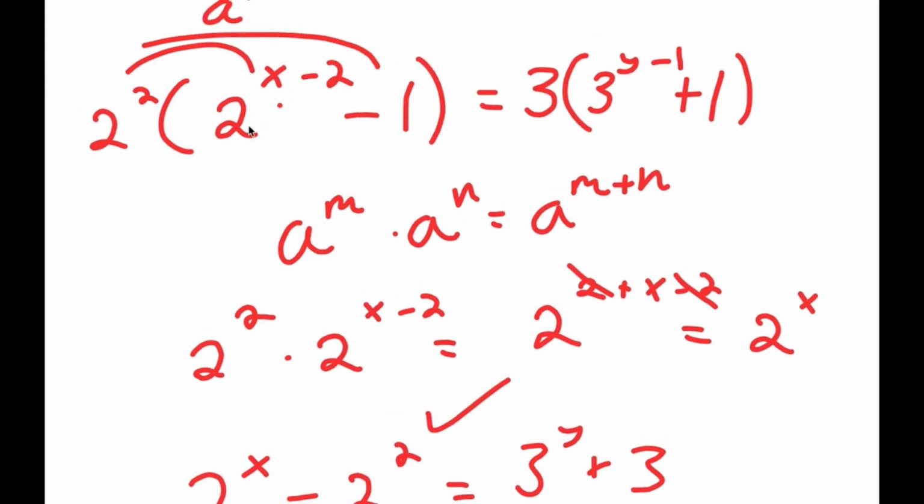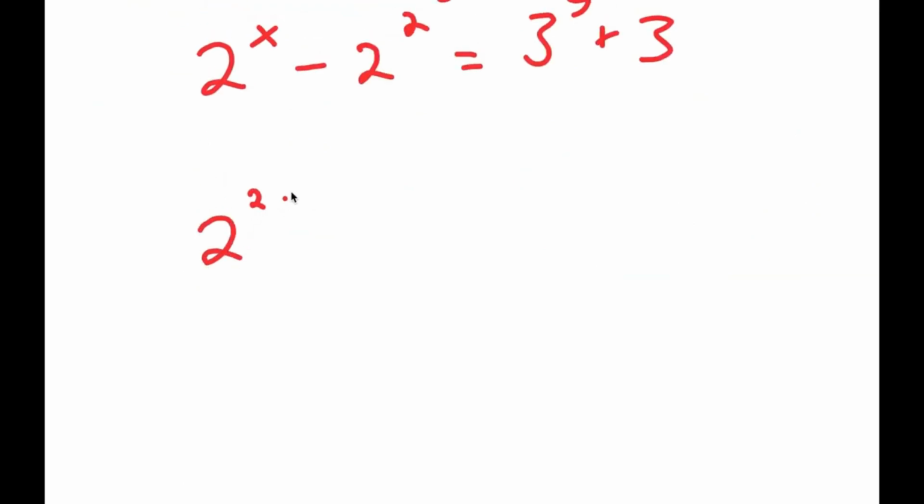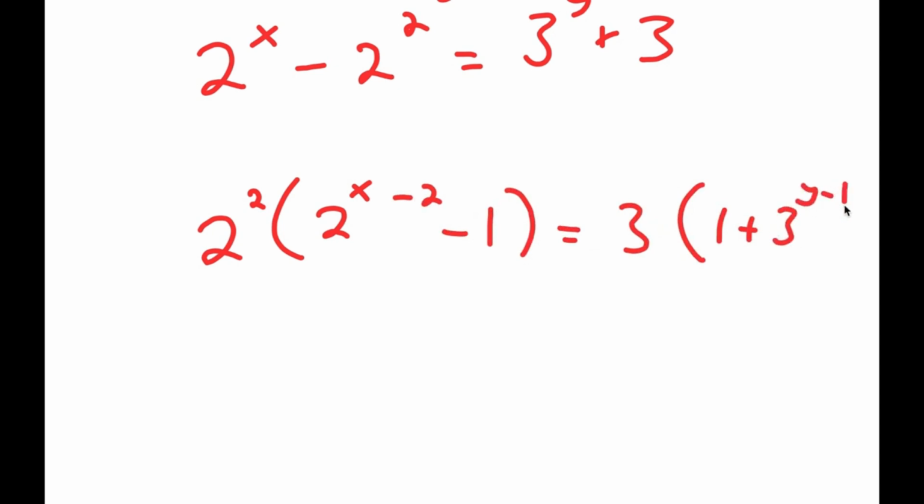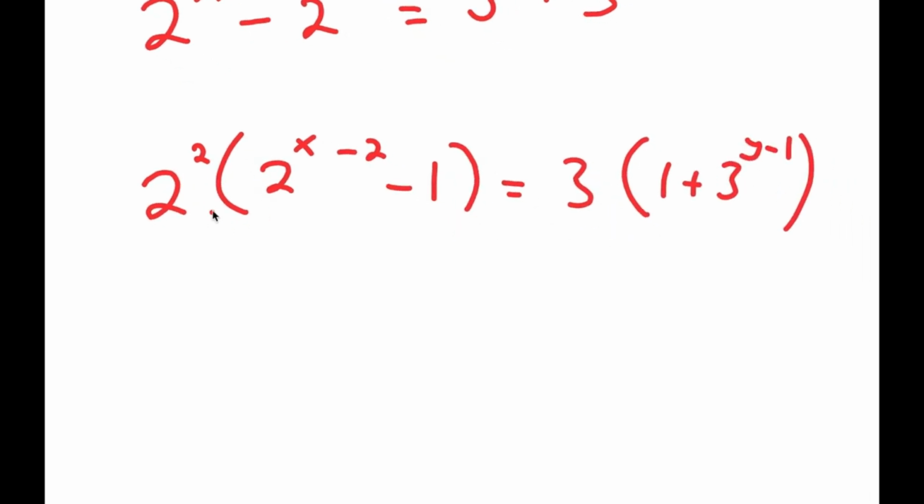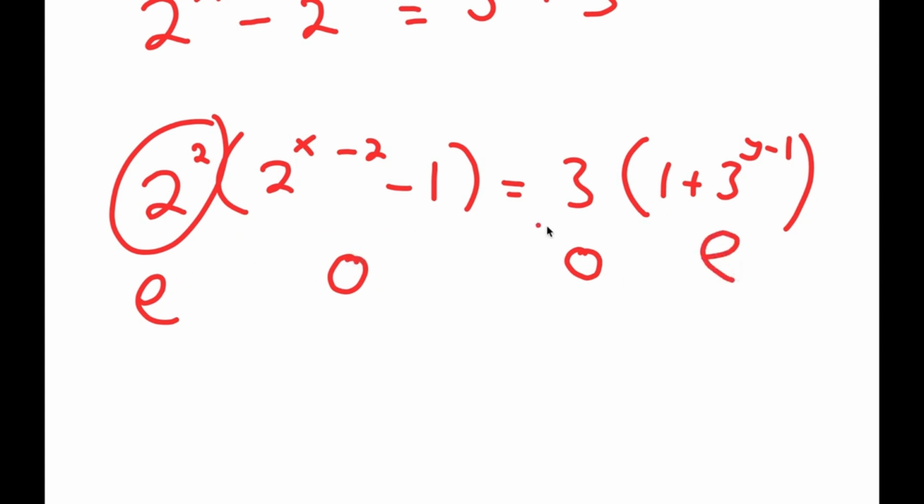So now going back here, let me rewrite this. I have 2 squared times 2 to the power of x minus 2 minus 1 is equal to 3 times 1 plus 3 to the power of y minus 1. And notice how 2 squared, that's equal to 4, is an even number, and 2 to the power of x minus 2, well, 2 to the power of any number is even, and an even number minus 1 is going to be odd. So we have an even number times an odd number is equal to 3 is an odd number, times 3 to the power of any number is an odd number, plus an odd number plus 1 is an even number. So you have an even number times an odd number is equal to an odd number times an even number.